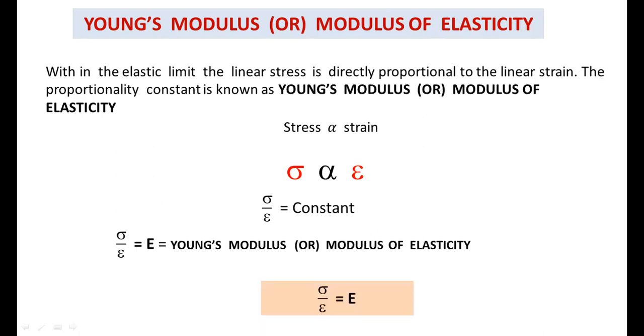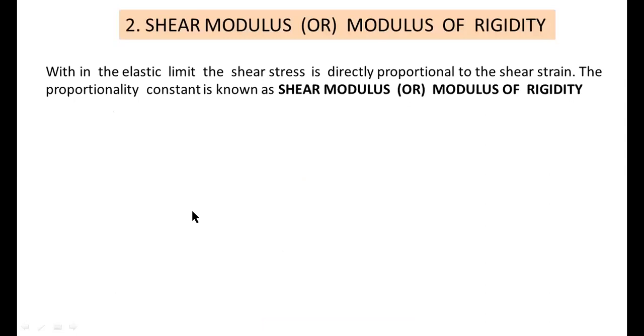So this is the final formula for Young's modulus. Similarly, for shear modulus or modulus of rigidity, the definition is also the same. Within the elastic limit, the shear stress is directly proportional to shear strain. That proportionality constant is called shear modulus or modulus of rigidity. So shear stress is directly proportional to shear strain.